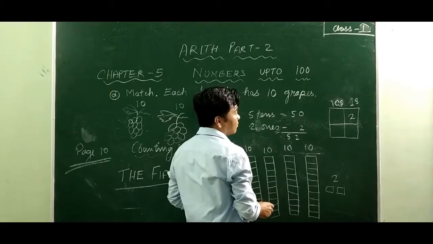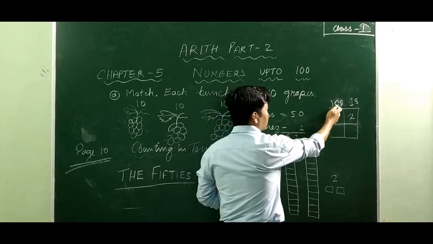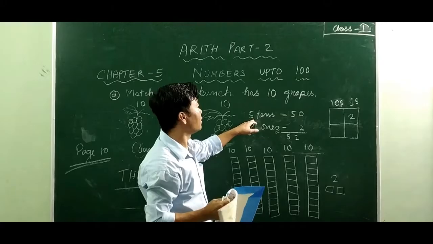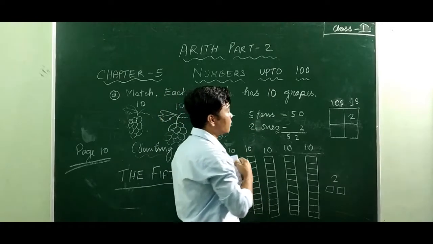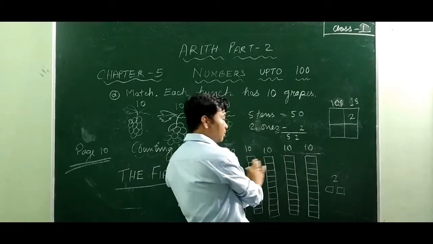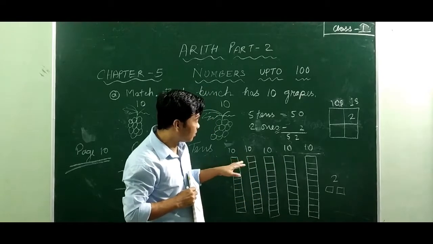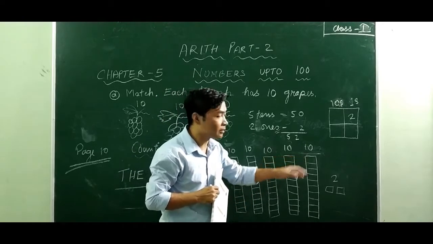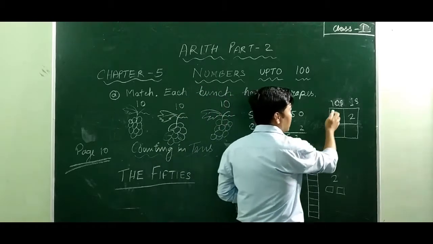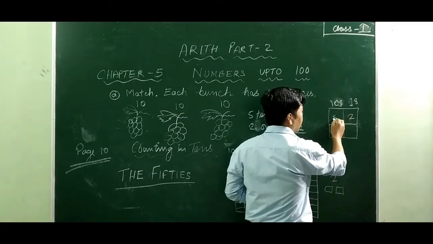And then in the tens place, how many tens do we have? 5 tens, right? So in the tens place, you will write the number of tens you have got. So we have got the number of tens, how much? 1, 2, 3, 4, 5. So we have got 5 tens. So in the tens place, we will write 5.